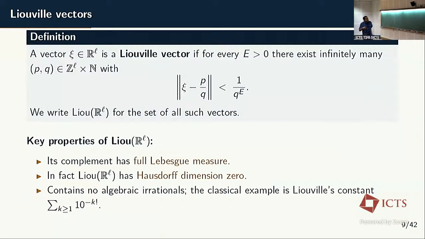Let me recall that a vector is Liouville if for every positive epsilon, there exist infinitely many integer vectors p, q which solve this inequality. So it admits excellent rational approximations. Because it admits excellent rational approximations, there can't be too many of them. In fact, they're uncountable, but have zero Hausdorff dimension. It's really small in some sense. And here's the famous example we've all learned at some point when we were children.